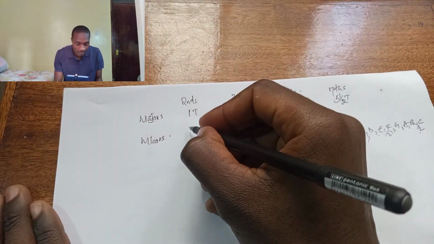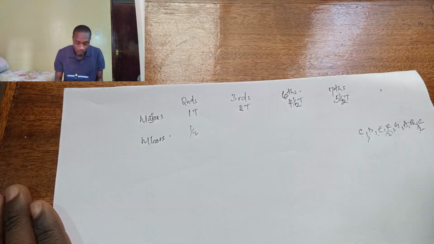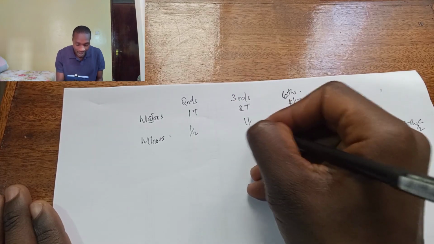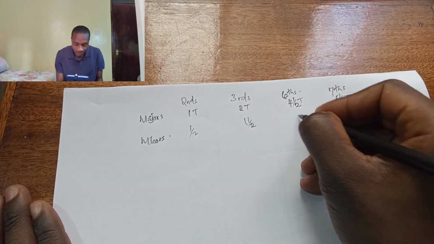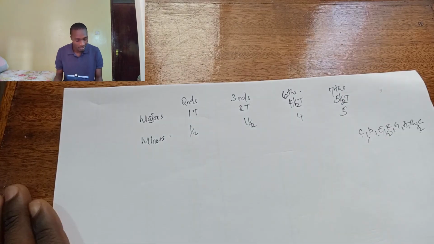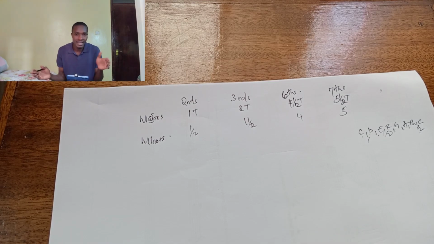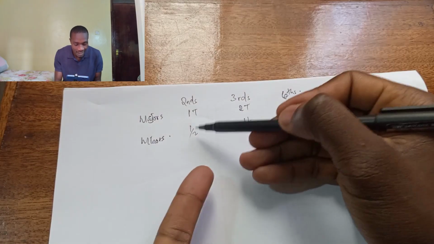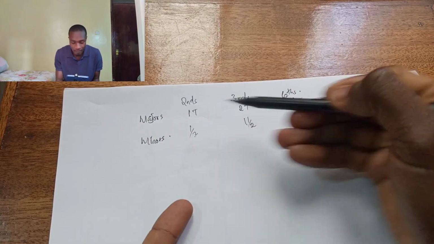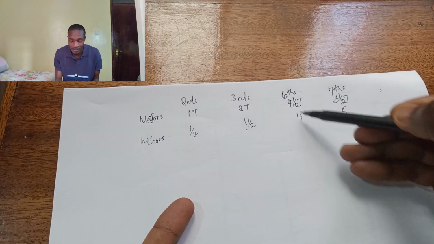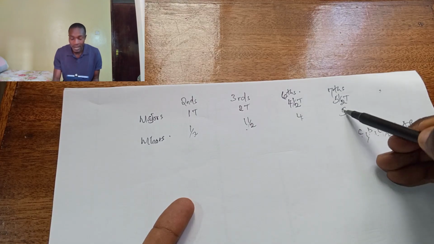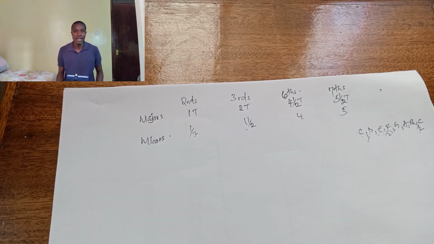For the minors, you are going to have a half, 1.5, 4, then 5 on this end. For the minor, we are just going to reduce the interval by a half step. Reducing an interval of 1 by half is a half, 2 by half is 1.5, 4.5 by half is 4, 5.5 by half is 5. So those are what make up minor intervals and major intervals.